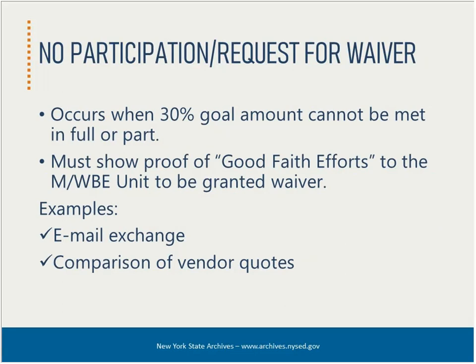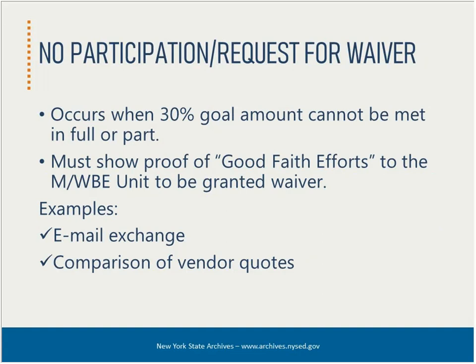In the previous slide, we looked at partial participation, where you could only meet part of the 30% goal. If you cannot meet that 30% goal either in full or in part, you must file for no participation request for waiver. An example of this would be if you had all your expenses in supplies and materials, and you cannot find any MWBE vendors that meet the form, function, and utility required of your project.